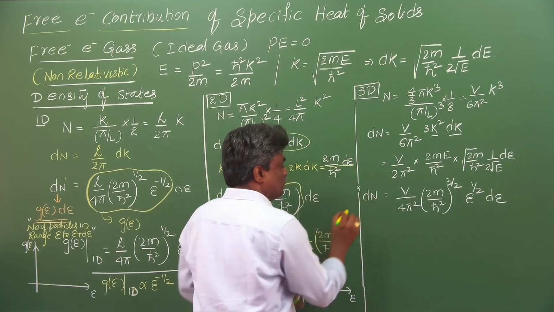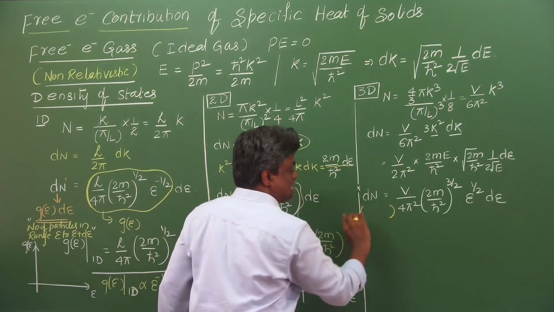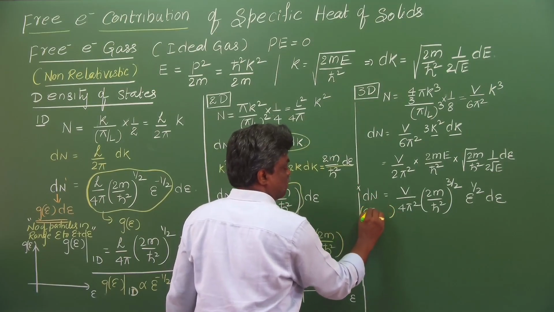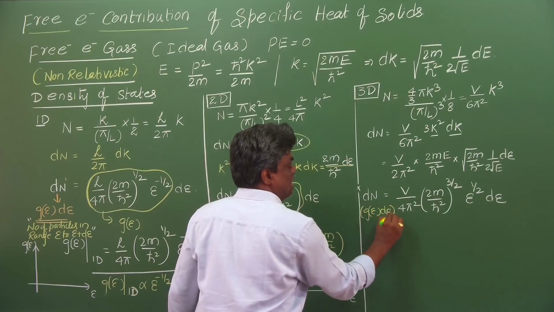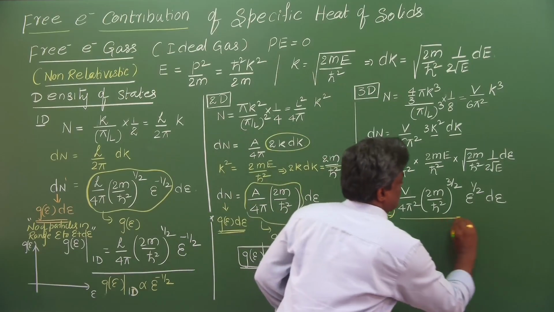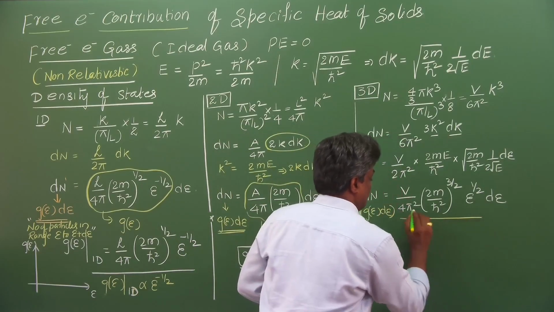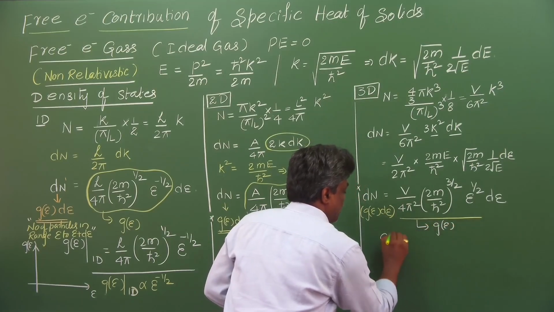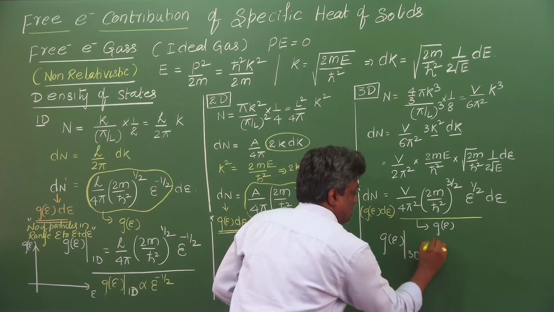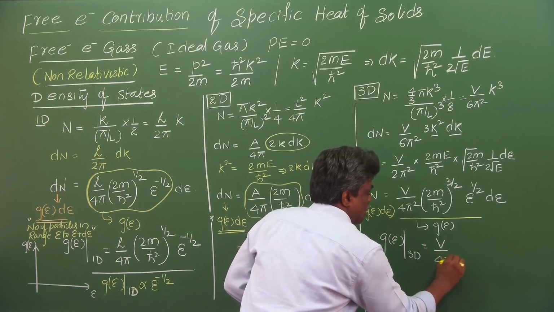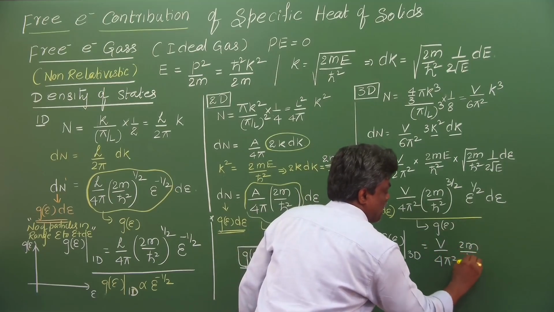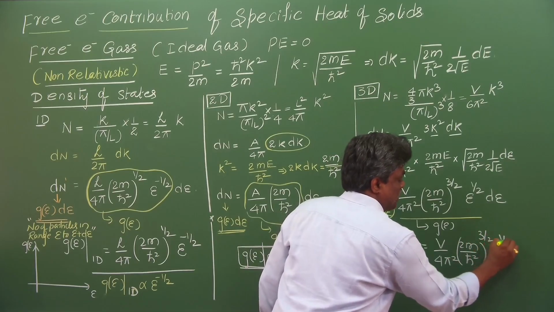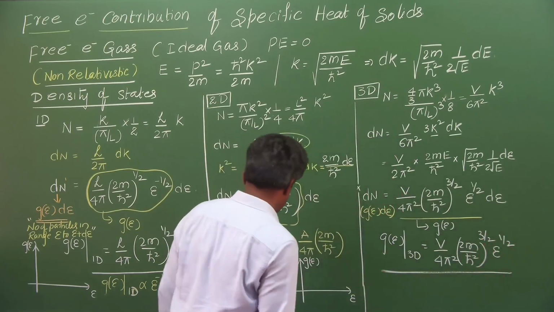Just now I told you this is the number of particles within the energy range E to E plus dE, that is why we represent it with G of E dE. So this is our G of E. So G of E in 3 dimension equals V by 4 pi square, 2m by h cross square whole power 3 by 2, E power 1 by 2.